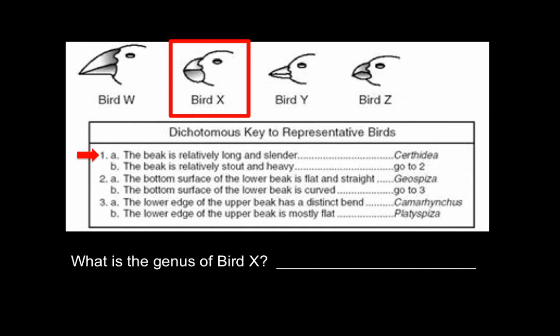All right, so what we do is we start with number 1, and the beak is either relatively long and slender or relatively stout and heavy. So looking at this one, we're going to say it's relatively stout and heavy. This tells us to go to number 2. So the bottom surface of the beak is either flat and straight or curved. Well, in our case, it's curved, so it tells us to go to 3. When we go to 3, it says the lower edge of the upper beak is either bent or flat. In ours, it's flat, and so Platyspiza is the genus of that bird.